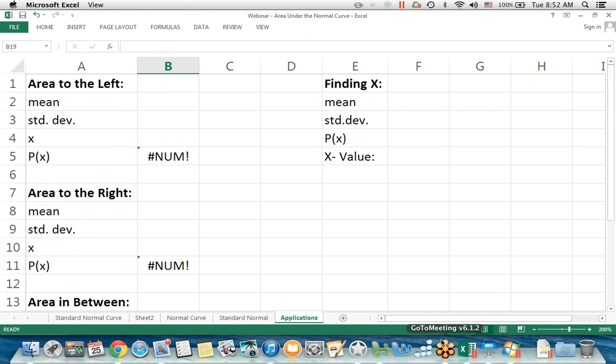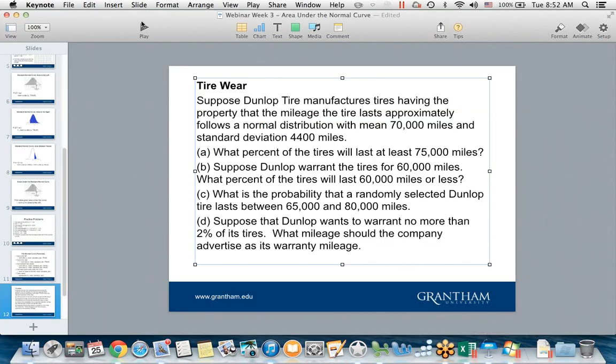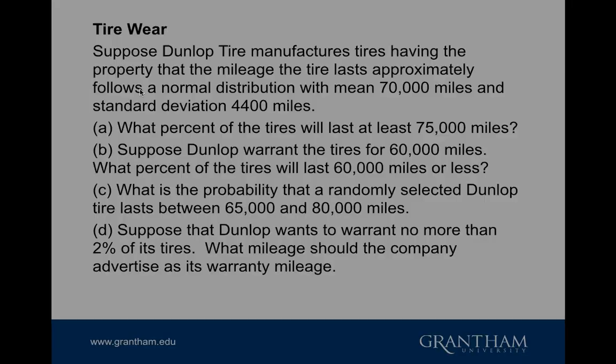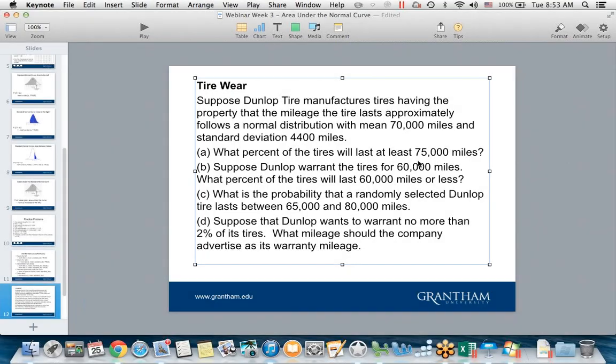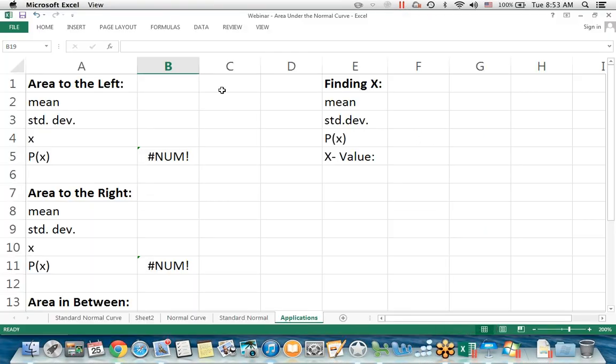Now let's go back to the problem here and see what we should be plugging in. Here in this problem, the mean is already given to us as 70,000 miles, and the standard deviation is given to us as 4,400 miles. Now for A, they're asking us what percent of the tires will last at least 75,000 miles. Let's go back to our Excel spreadsheet and see how to solve this problem.